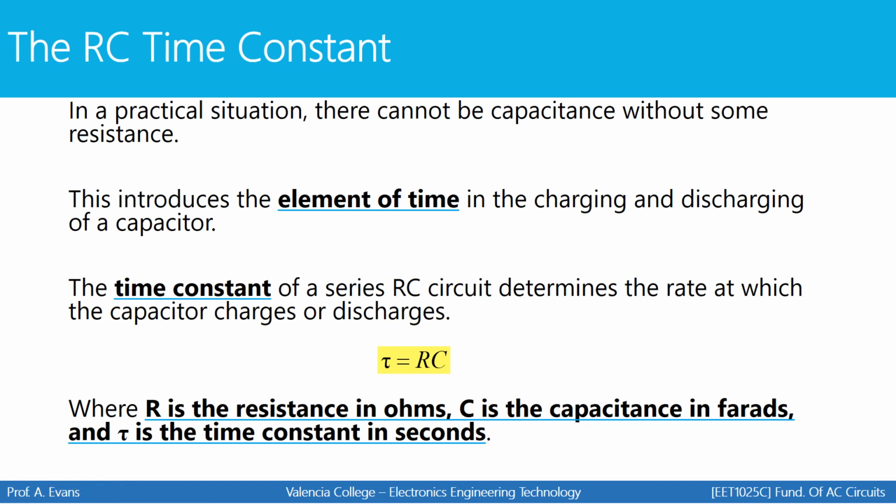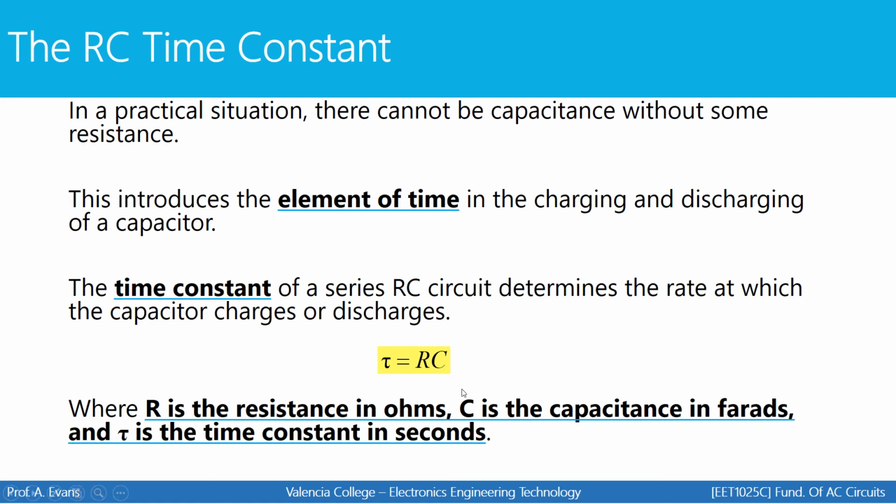So in a practical situation, there cannot be capacitance without some resistance. So this introduces the idea of time, that there is an element of time in the charging and discharging of a capacitor. And the way that we can study that element of time is to look at the time constant. So when we have a series RC circuit, that means a resistor and a capacitor in series, we can have what's called the time constant for that circuit, and that time constant is what determines the rate at which the capacitor charges or discharges. How quickly or how slowly will that capacitor charge? Your time constant is what's going to determine that.